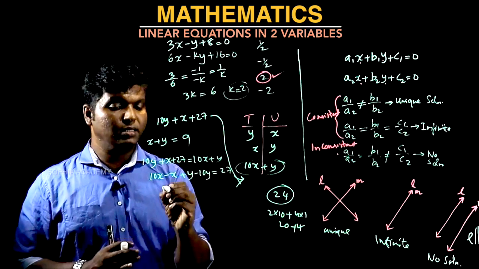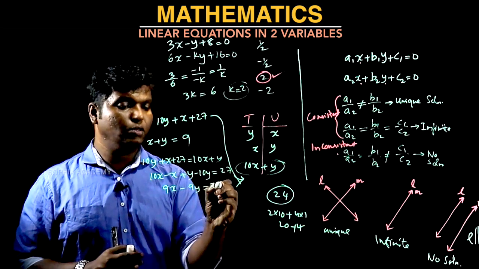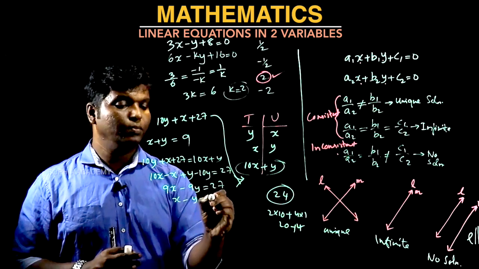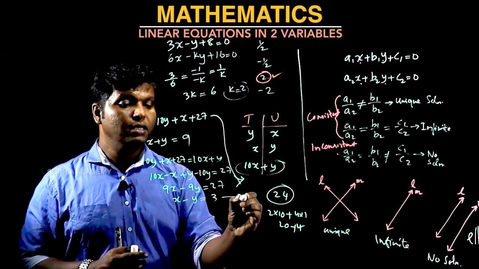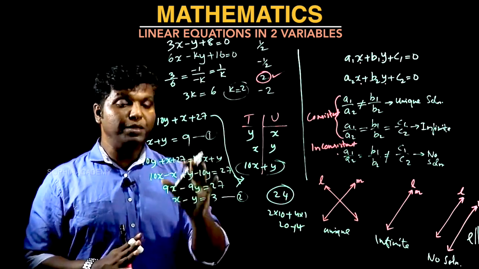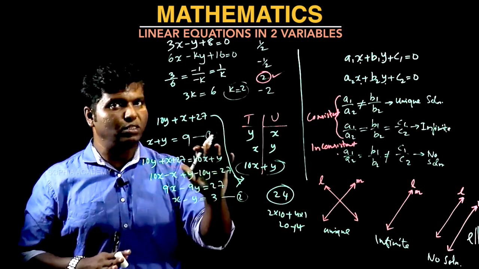So 10x minus x is 9x. Here minus 9y is equal to 27. If you are cutting them short, x minus y is equal to 3, because all can be divisible by 9, right? So this is your second equation and this is your first equation. You got it. So now from these equations, even if you are adding or subtracting them, you will get it because they are so simple.